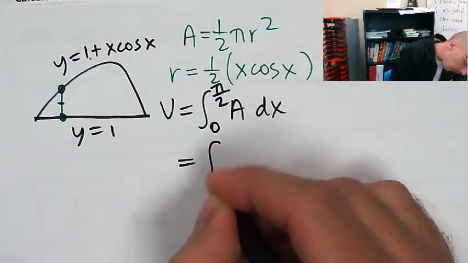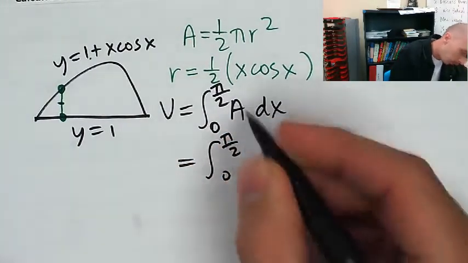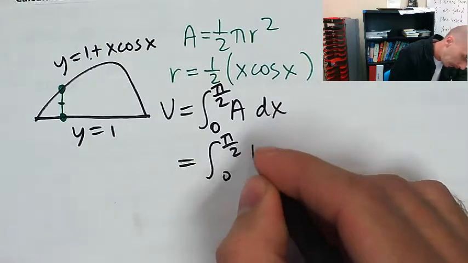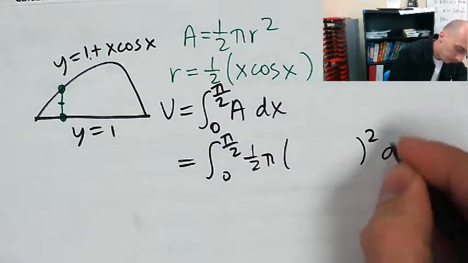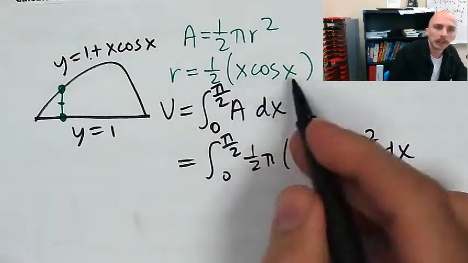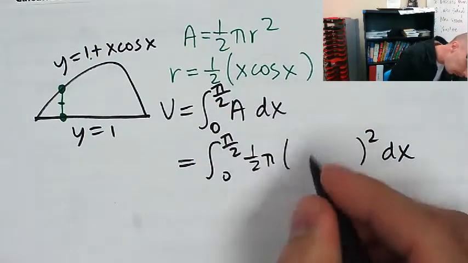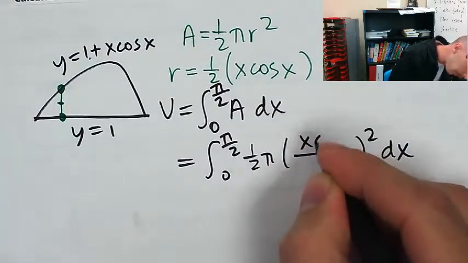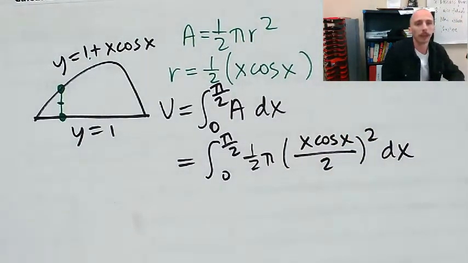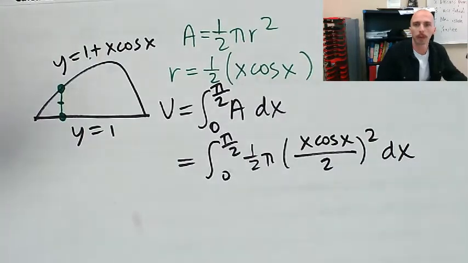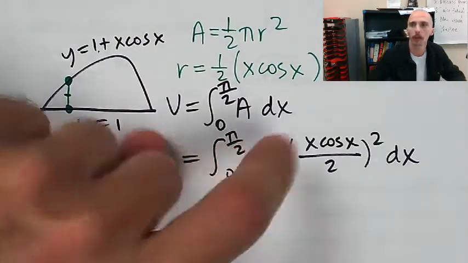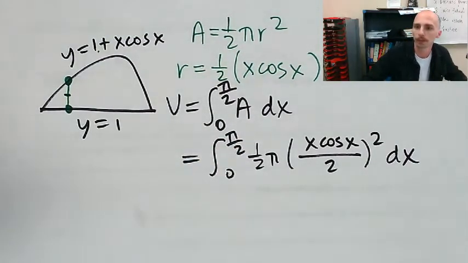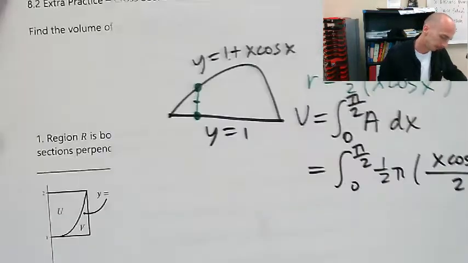Now I'm going to say integral from 0 to pi over 2 of area, which is 1/2 pi times radius squared, dx. And the radius in this case is x cosine x divided by 2. This is definitely the type of thing that's going to require the use of a calculator, so this is the setup. You can type that into your calculator, and that will be good enough. Okay, move on.